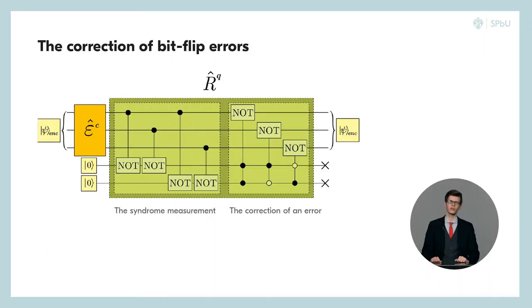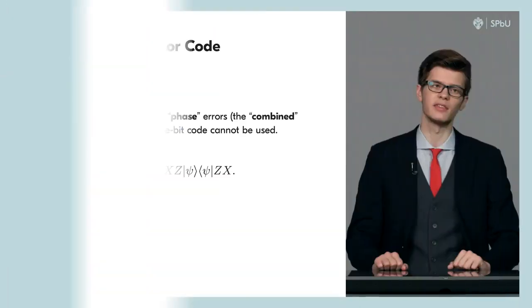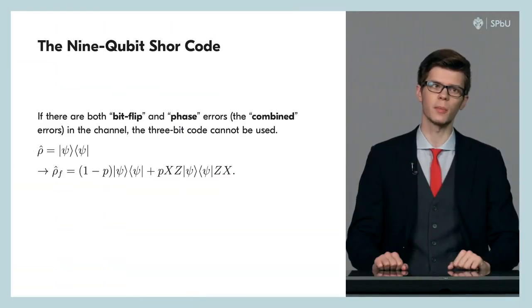The scheme for the correction of phase errors will be equivalent to the scheme for the correction of bit flip errors we've just considered. It will only have additional Hadamard elements for the change of basis. We won't consider this scheme in detail. Instead of this, let's consider a combined error which is both bit flip and phase errors at once.